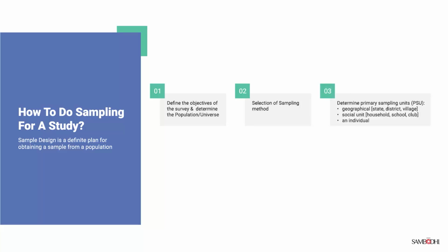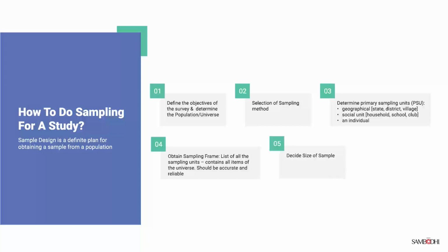Now that we know the estimation of sample size and the key criteria associated with it, let us take a look at how to do so. First, we must define the objectives of the survey and determine the population. Then, we must select the appropriate sampling method, after which primary sampling units need to be determined. The next step involves obtaining the sampling frame, which includes a list of all the sampling units. Then we need to decide the sample size, after which we execute it.